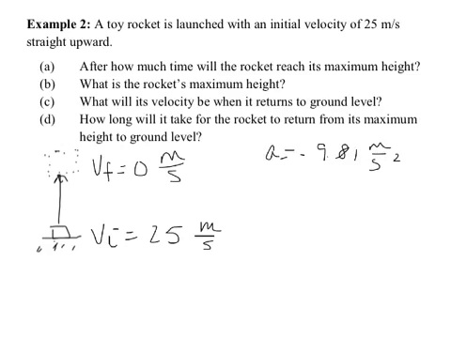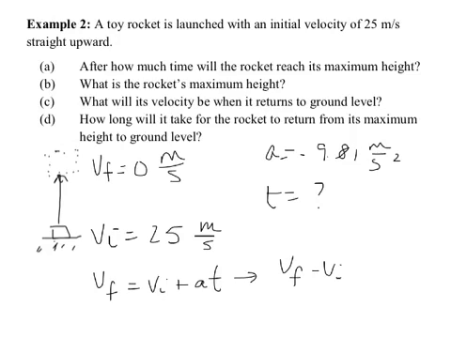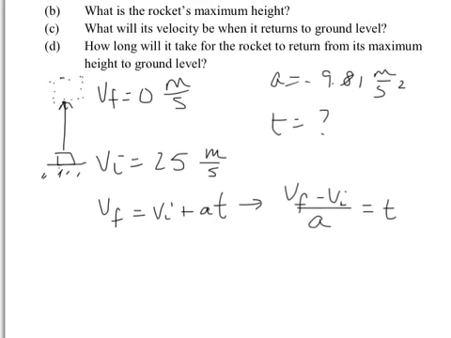And in this part, we're looking for how much time it will take the rocket to reach max height. Well, given these variables, we could start by using our first kinematic equation, Vf equals Vi plus at. Solving for t, we can move Vi over, and we can divide by a. And that's our generic solution for time. At this point, all we have to do is plug in what we know.